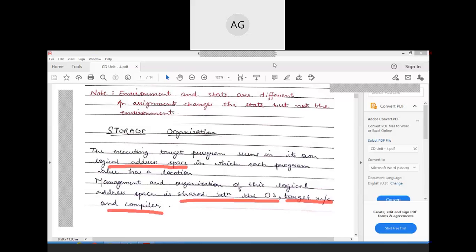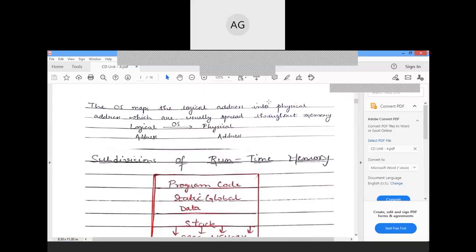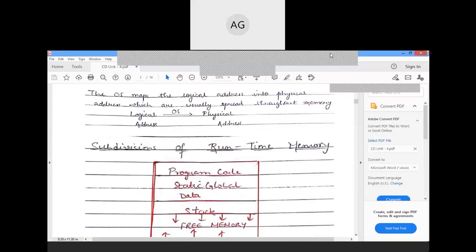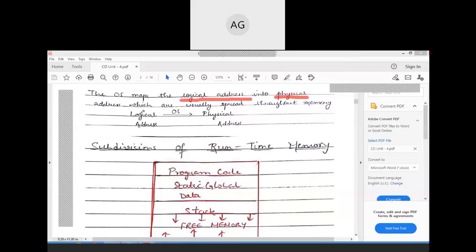So just remember it. Now, moving forward, the OS maps the logical address space into the physical address space. That means we are mapping the address generated by the CPU to the address of the main memory, which is also called the physical address space, which are usually spread throughout memory.